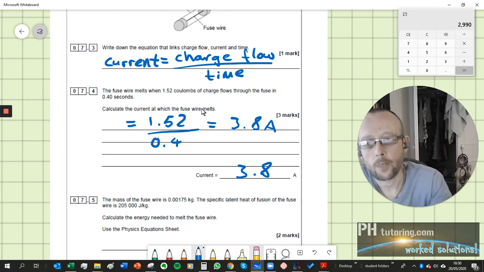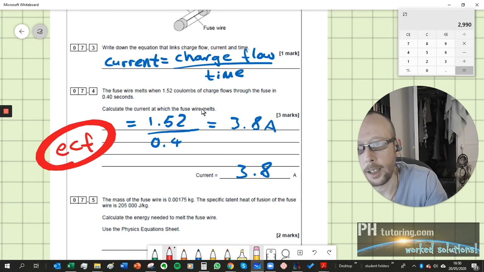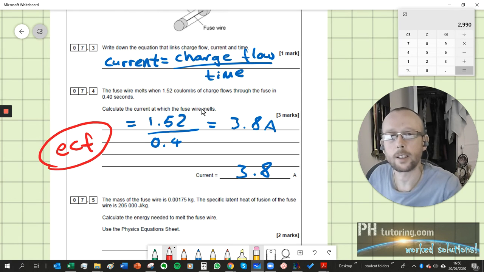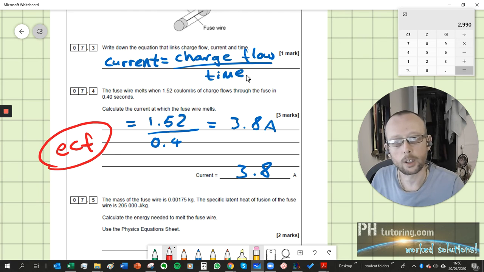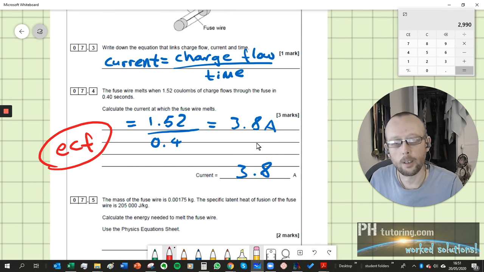3.8. Now, a good thing to know about is error carried forward at this point. Let's say that you made a mistake on the previous question and wrote down a different formula. If you used that incorrect formula mathematically correctly and got an answer by using that formula, they would still mark it correctly here, because this is really just testing that you know how to use that above formula, most of the time.